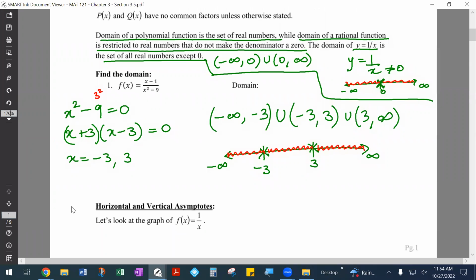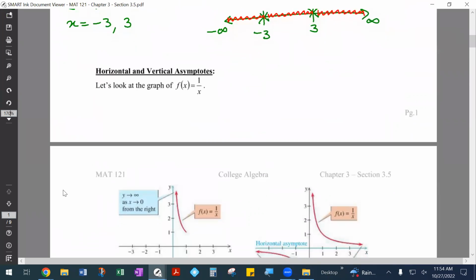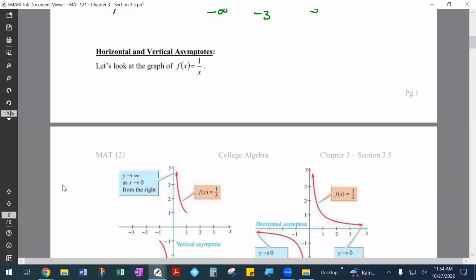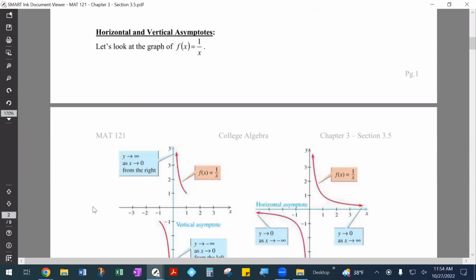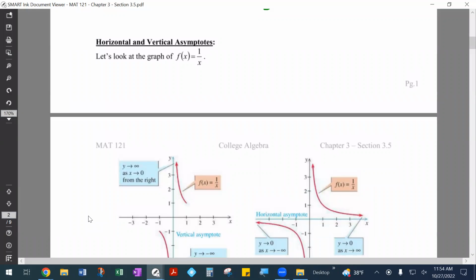All right, the other thing you have to think about when you're working with rational functions is horizontal and vertical asymptotes. Did we talk about vertical asymptotes? My memory is not helping me right now. I have a feeling we talked about it, but I can't remember when. Anyway, we'll talk about it now.